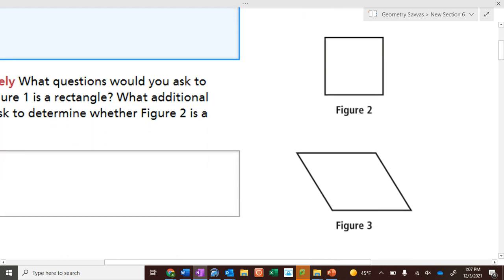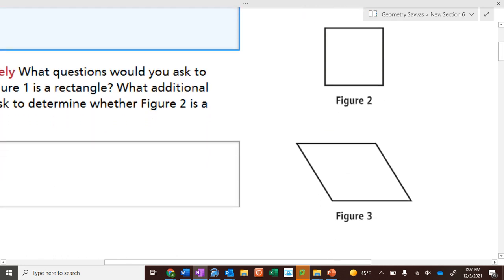Okay, we're going to jump down to a rhombus. What's the biggest defining part of being a rhombus?